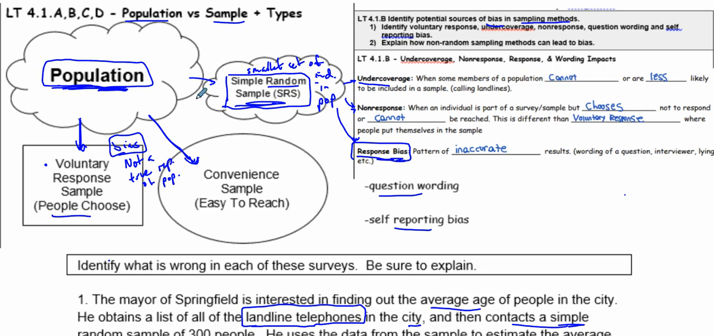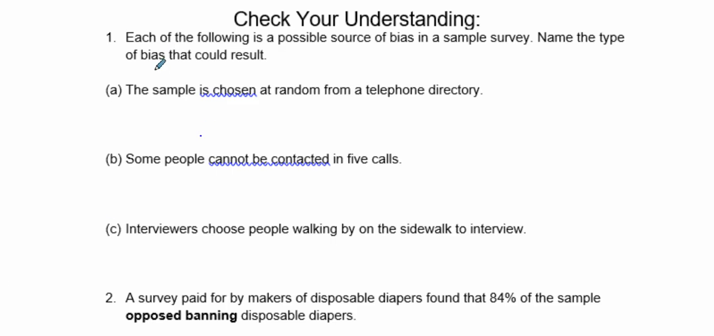Well, welcome back. We're going to be talking some more about sampling errors and how simple random samples can produce some bias, consumer bias. So, without further ado, let's get an understanding here. Each of the following is a possible source of bias in a sample survey. Name the type of bias that would result in each.